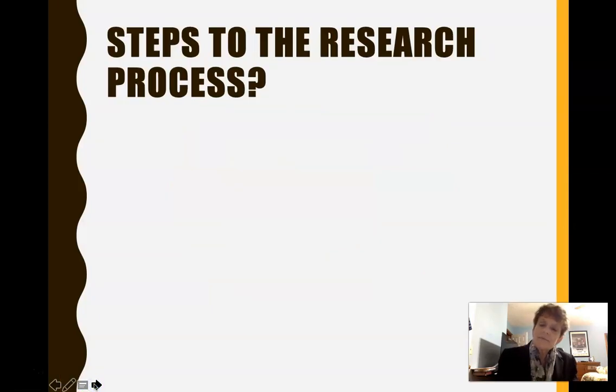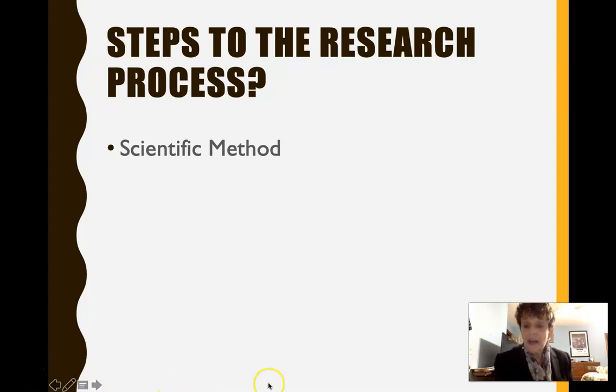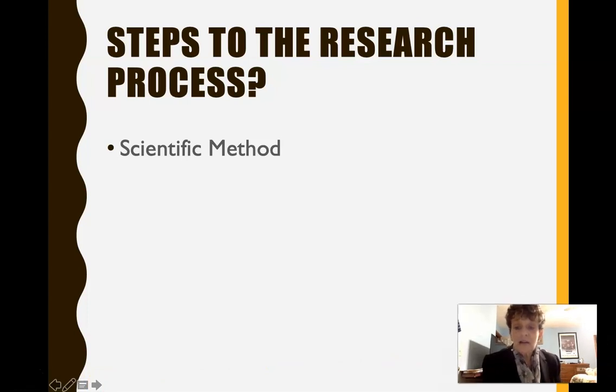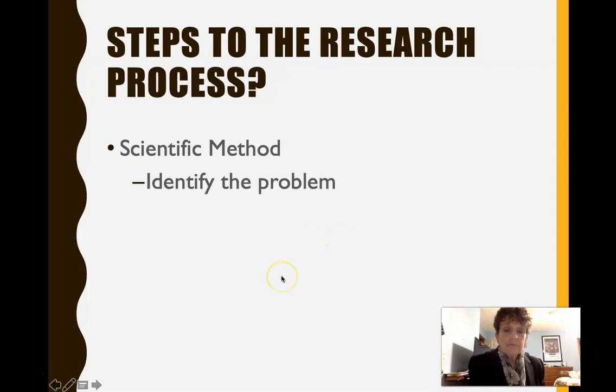So what are the steps that we need to follow when we want to work on the research process? What are the things that we need to know? We follow a scientific method. We try to make sure that we approach it very logically, very methodically, and put a lot of effort into our understanding of what we're doing.